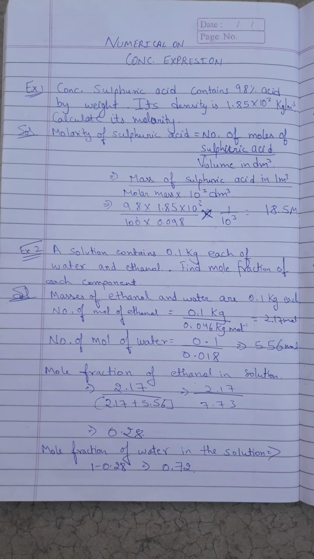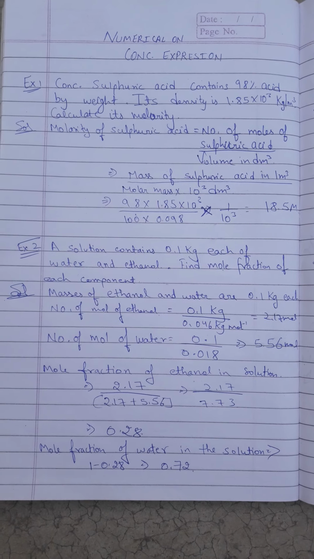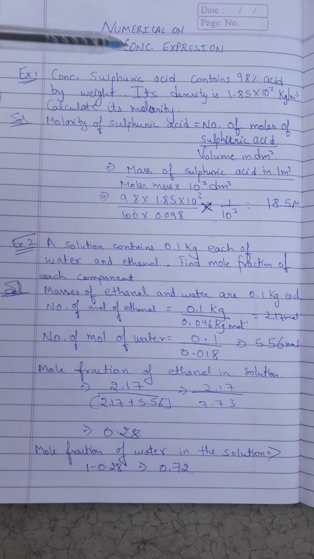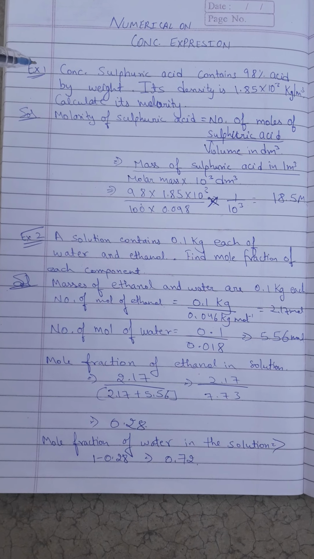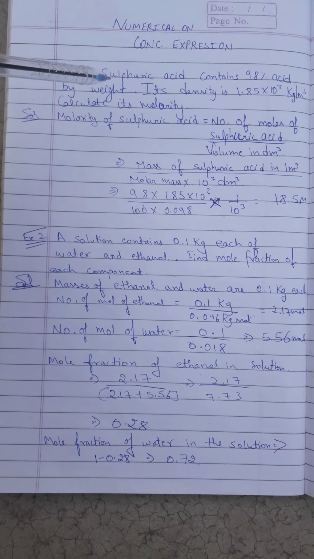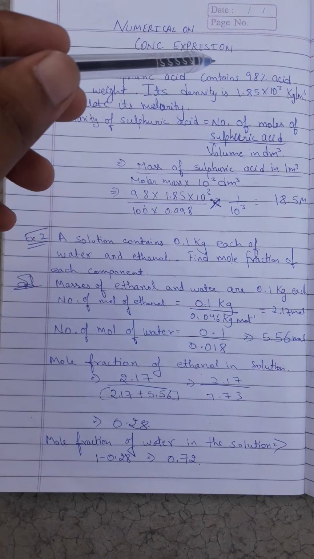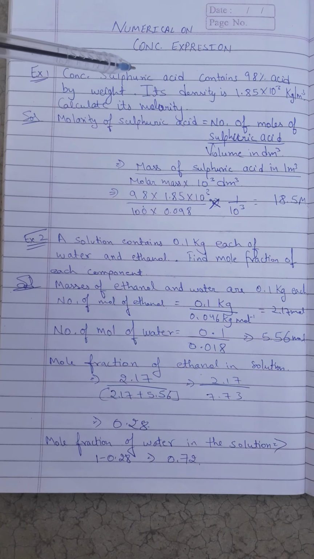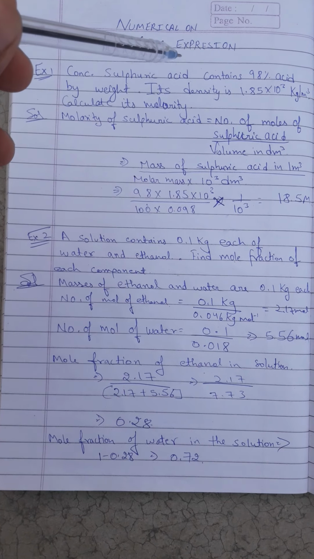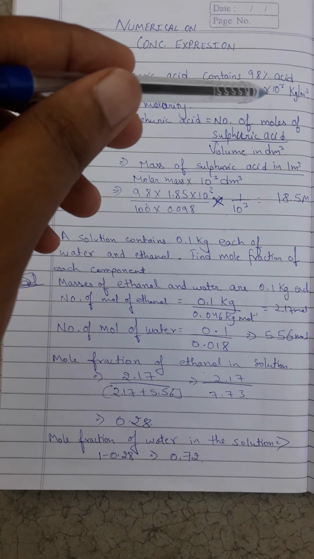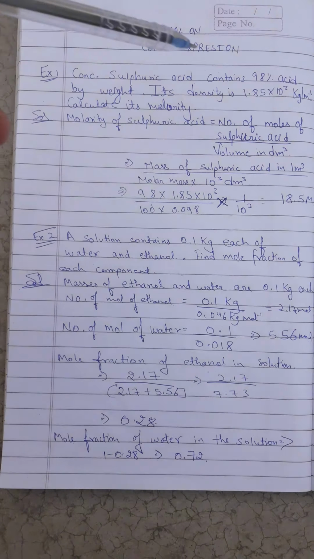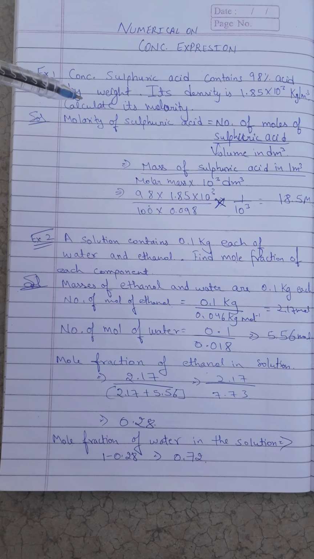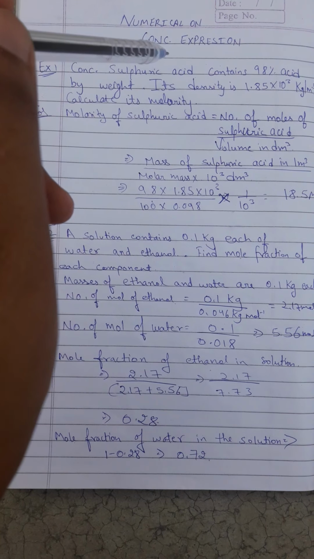Today we are going to do some numericals on concentration expression. So let us see our first example. Concentrated sulfuric acid contains 98% acid by weight. Its density is 1.85 into 10 exponent 3 kg per meter cube. Calculate its molarity.